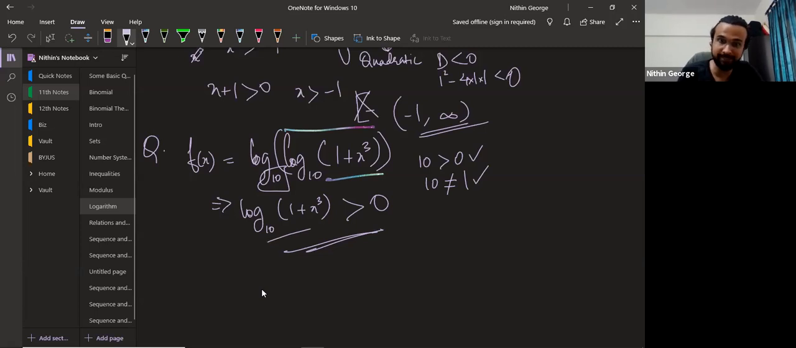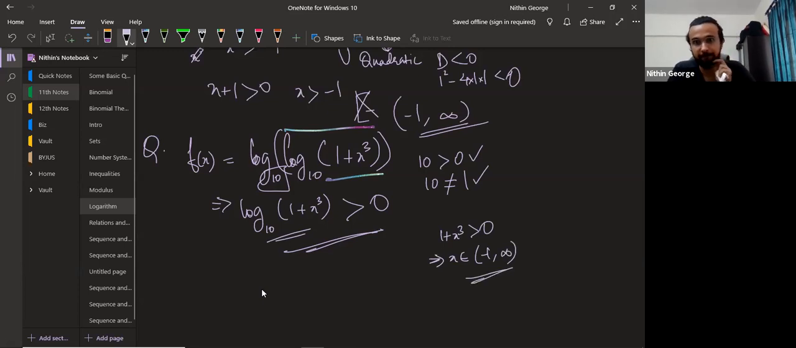Now, if this part itself is to be defined, you know that, we did it in the previous question, 1 plus x cube should be greater than 0. From there, we got x is between minus 1 and infinity. Right? We got this from the previous question. Now, here, what do we do? How do we continue along this step? Guys, how do we continue along this step? You have so many properties listed, right? You have your notes with you?